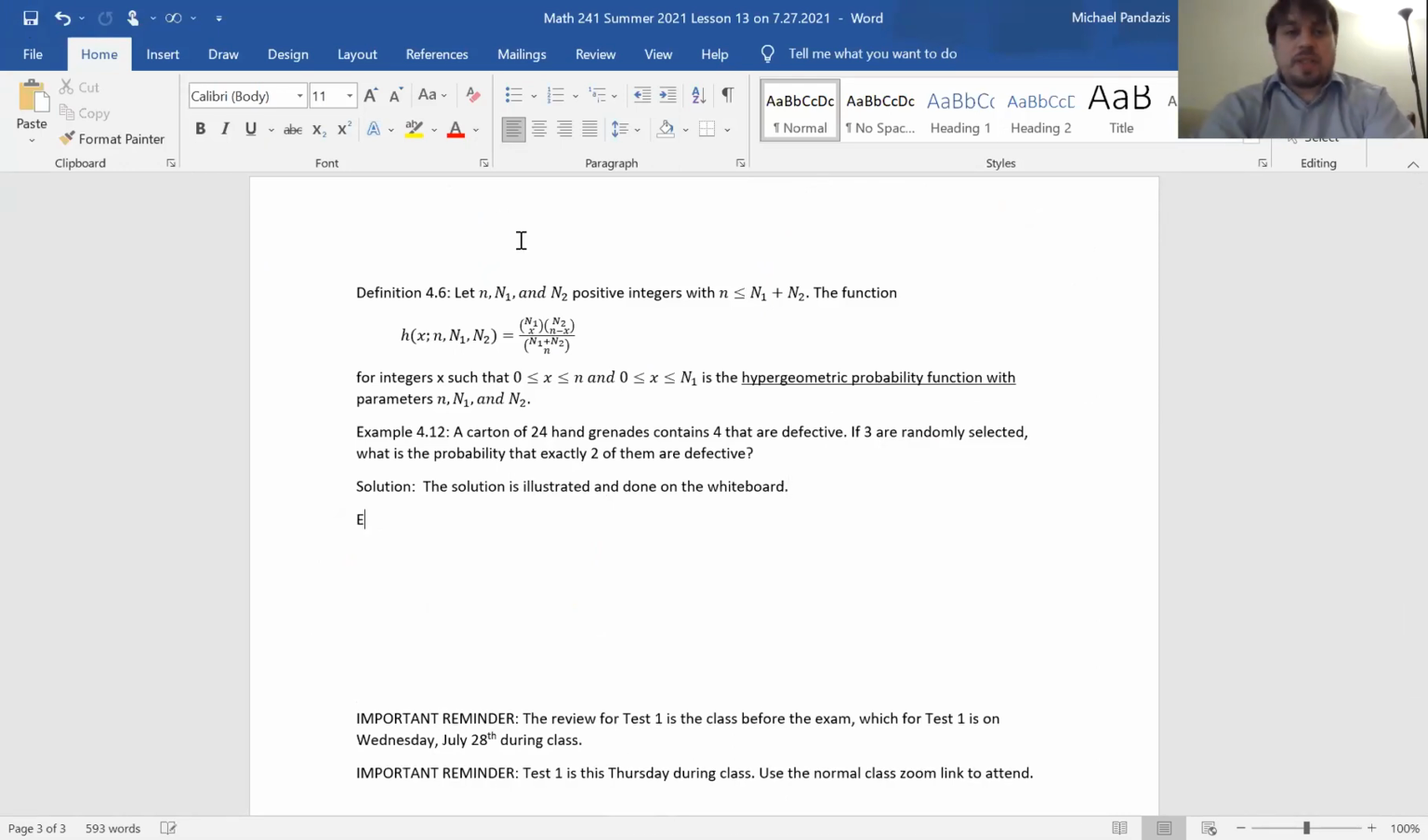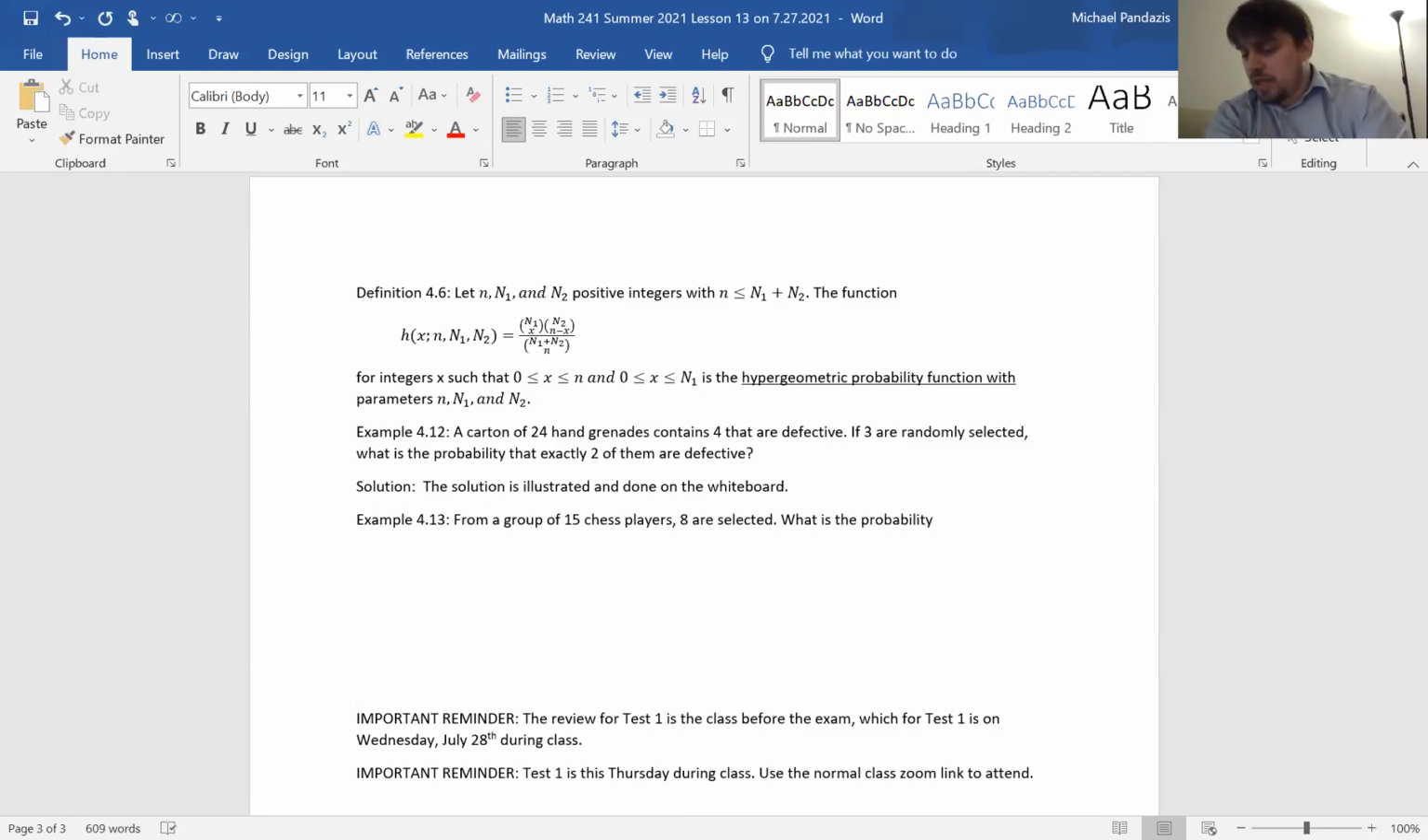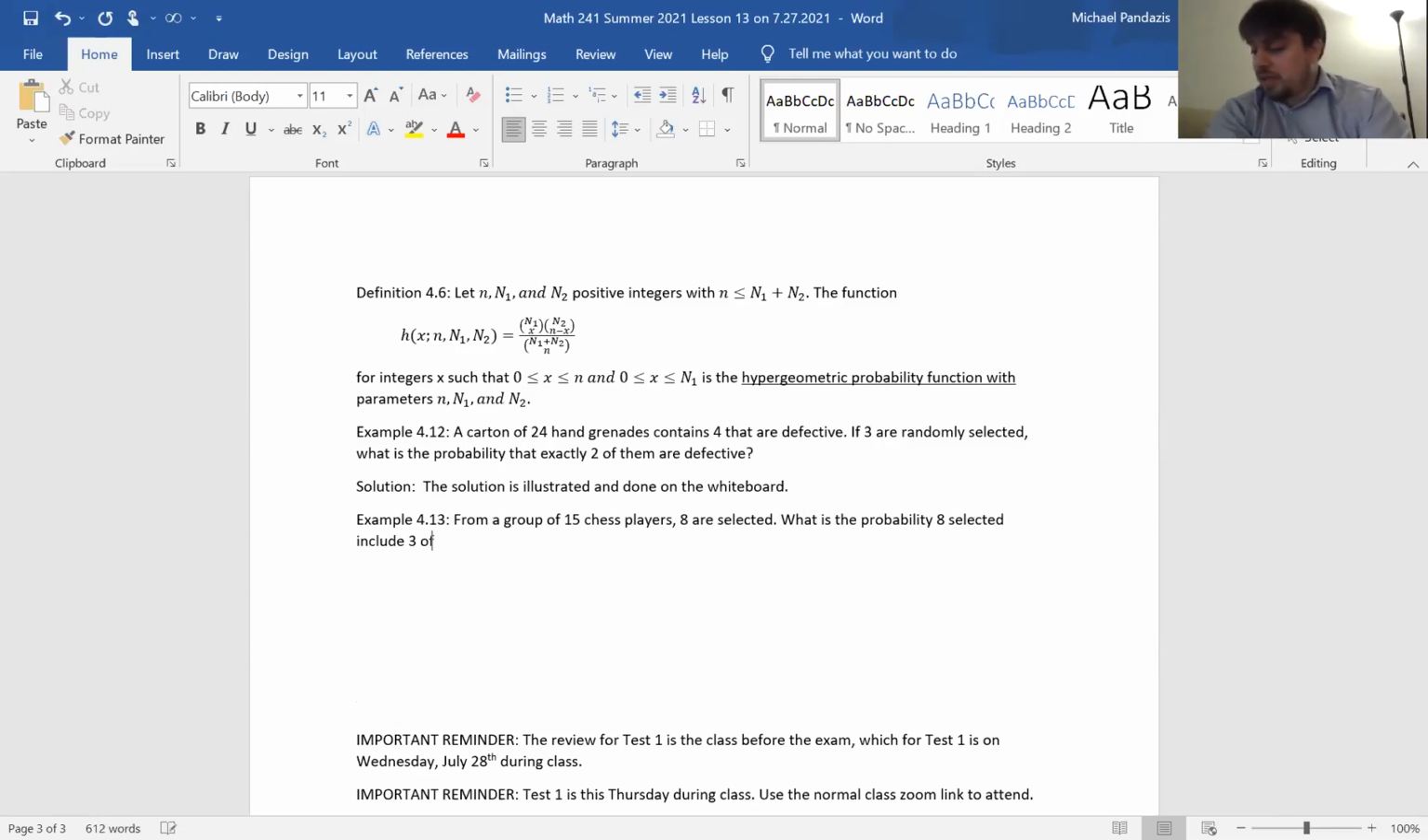Just another example. Example 4.13. From a group of 15 chess players, 8 are selected. What is the probability that the 8 selected include 3 of the 4 best players in the group?